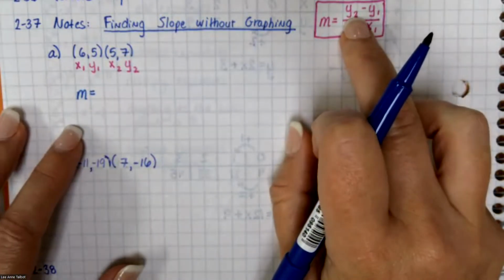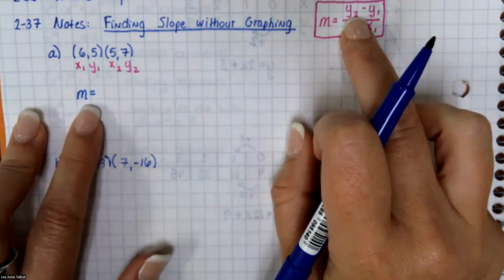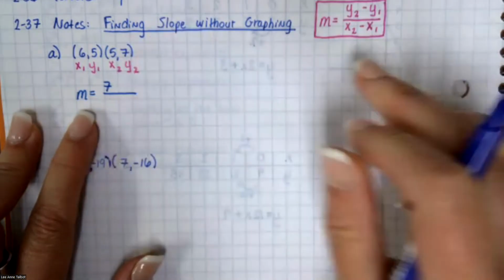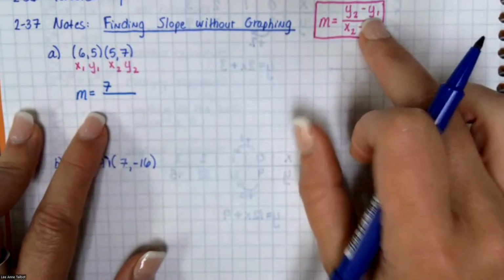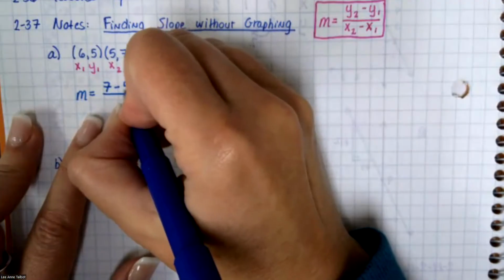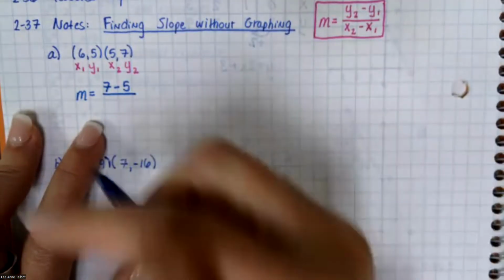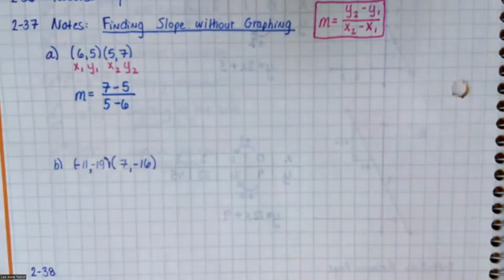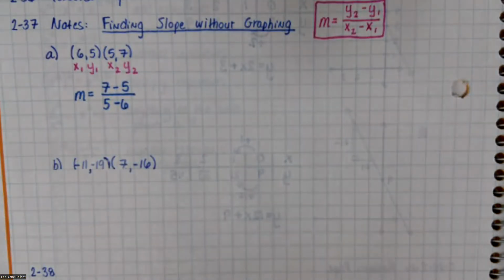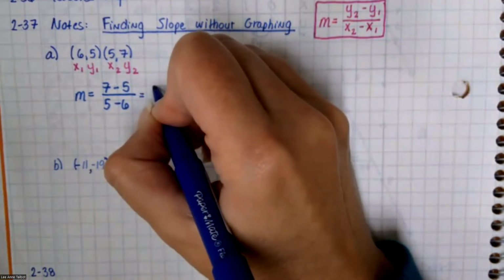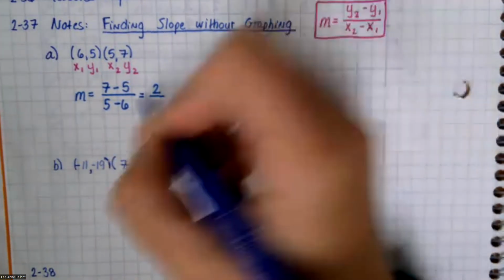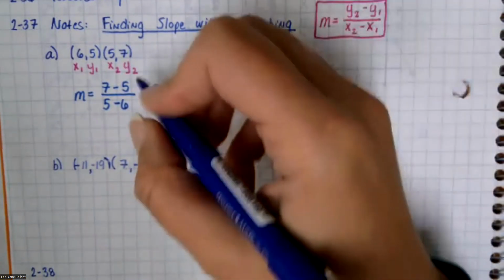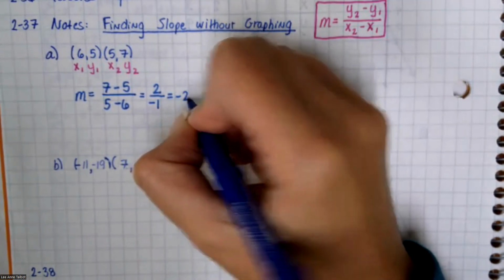But anyway, okay. So slope equals. Okay, so I'm going to follow the formula. Which number is Y2? 7. And which number is Y1? 5. And X2 is also 5. And X1 is 6. Okay, 7 minus 5 is 2. 5 minus 6 is -1. And so that is a slope of -2.